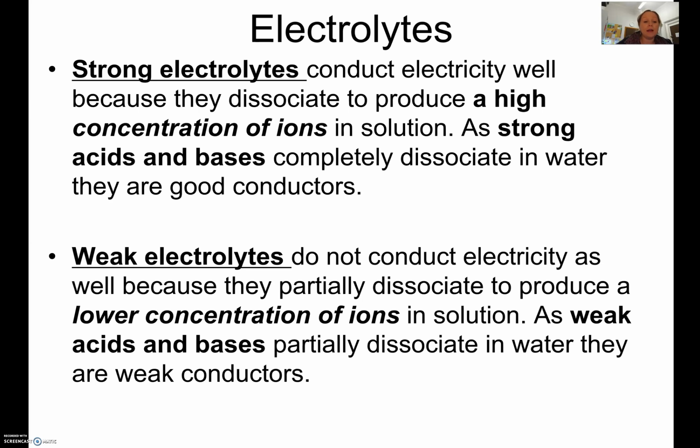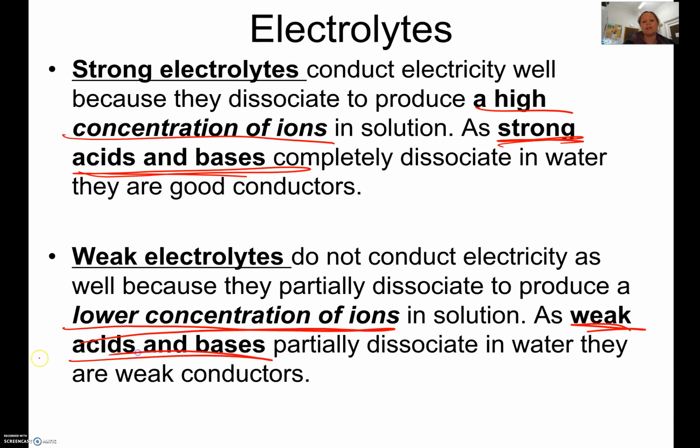So we've got two ways that we can classify electrolytes. Strong electrolytes are ones that conduct electricity very well, and that's because they've got a high concentration of ions. And so the way to get a high concentration of ions is by having strong acids or bases in there. And weak electrolytes do not conduct electricity very well because they have a very low concentration of ions, and these examples are weak acids and bases.